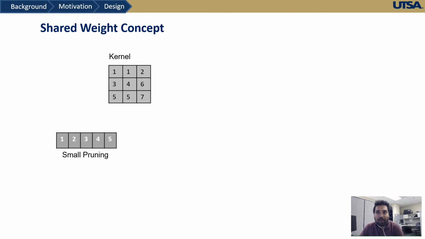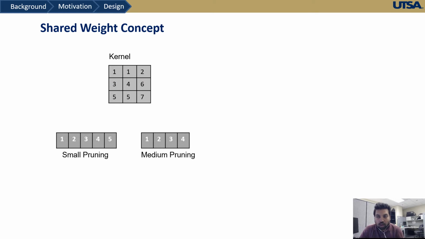Now, if we apply a 4-entry pattern in the same kernel, the remaining weights would be like this. Since 5 elements are removed, we are calling it medium pruning. Again, if we apply a 3-entry pattern in the same kernel, the remaining weights would be like this. Since 6 elements are removed from the kernel, we can call it high pruning.